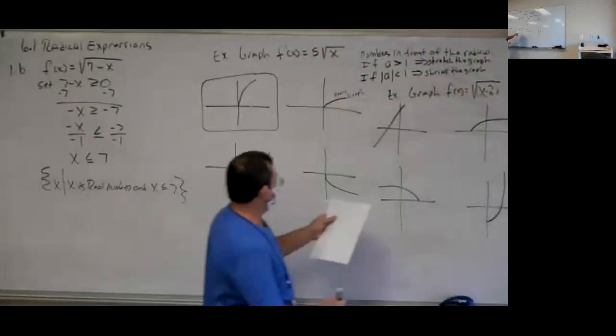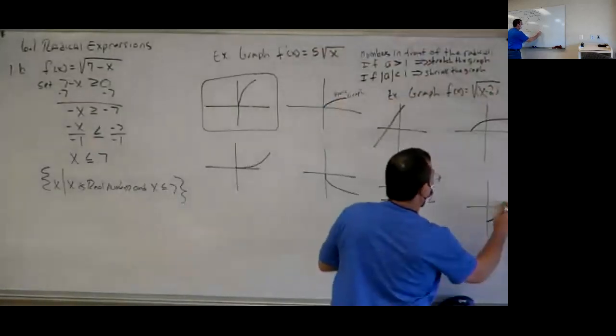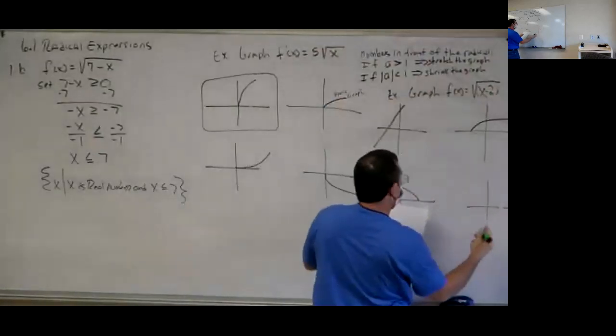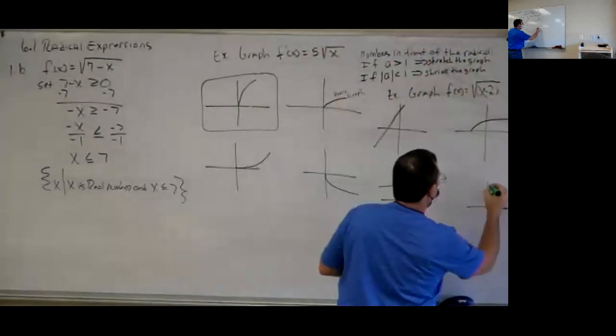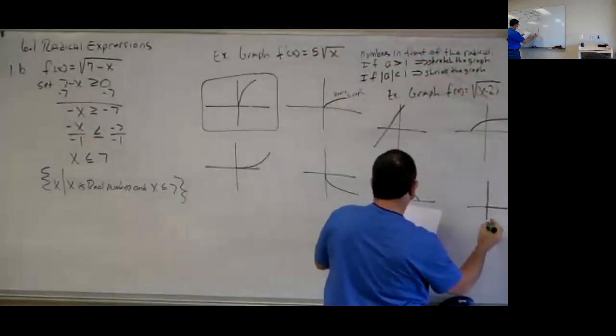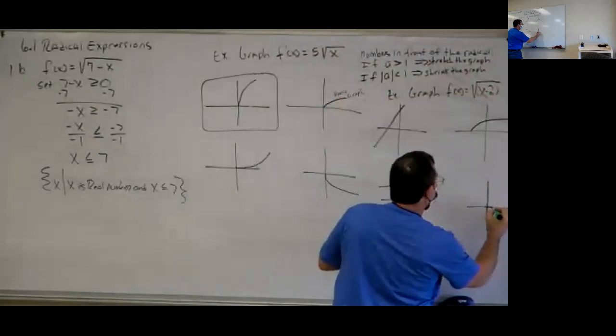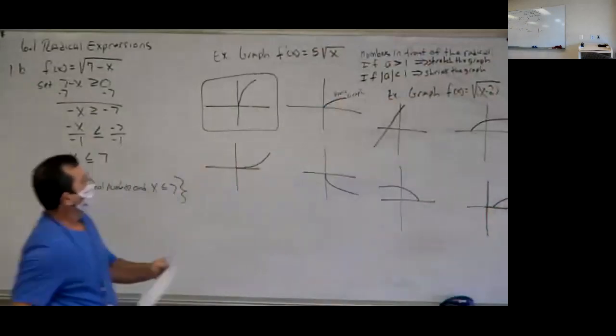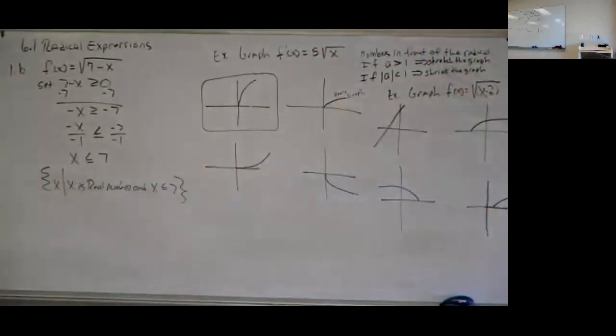Oh, I drew the wrong picture, John. Let me draw one more. This one should be like this, actually. Okay. But that minus 2 makes my graph actually move to the right.